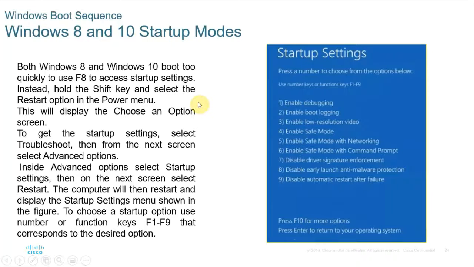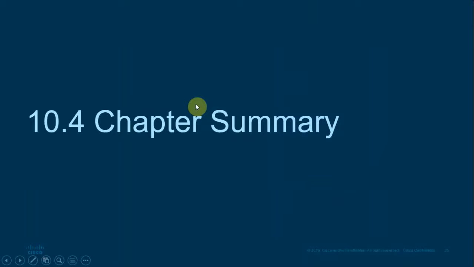As soon as you start your operating system, you need to press the function key F8 to go to your startup settings. These are the different types of startup settings in Windows 8 and Windows 10. So that's all about this chapter 10, Windows installation.